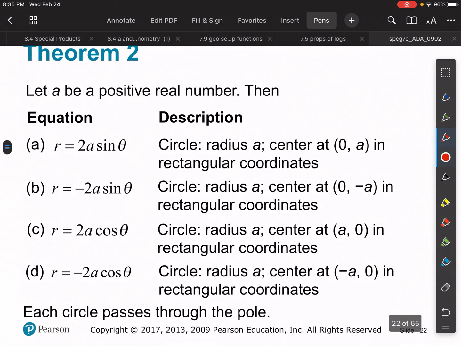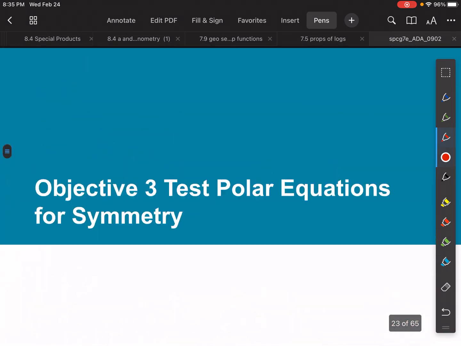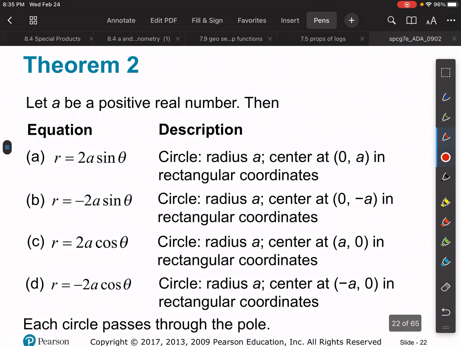The last little bit here, and I think we'll be done with this one, is simply this theorem where we have r equals 2a sine theta. Whenever this is the case, we know that we're going to get a circle. It's going to have a radius of a. The center is going to be at (0, a). And that is what happens when we convert that to rectangular.